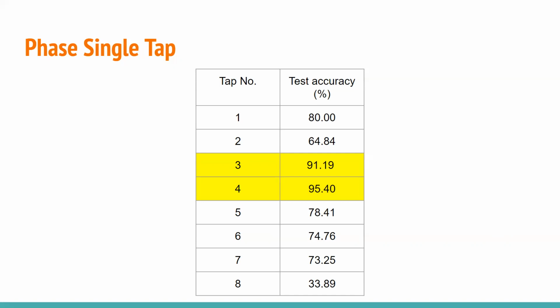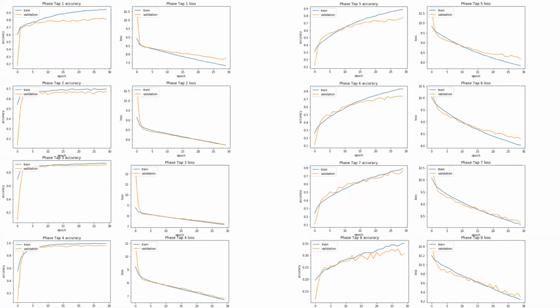So here again, we can see that taps 3 and 4 perform considerably better. And again, tap 4 is performing better than tap 3. Same trend as last time. So for taps 3 and 4, the test accuracies are less than those of magnitude single tap. So these are their corresponding accuracy and loss plots.